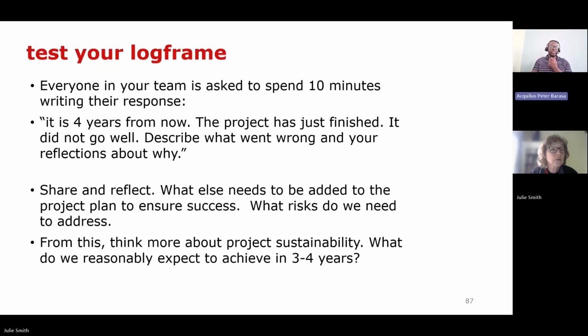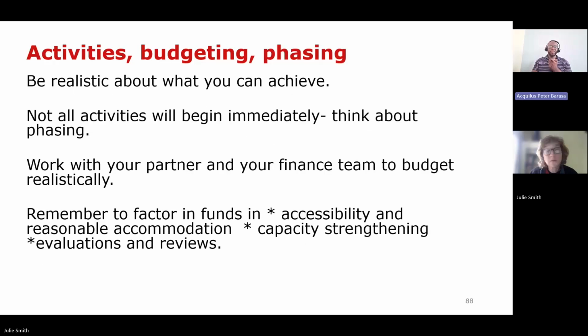So with activities, as I said, be realistic about what you can achieve, and remember to factor in things like budget for accessibility and reasonable accommodation, and any other activities that were identified in the partner capacity assessment about capacity strengthening of a partner that CBM has committed to do. Make sure there's a budget for safeguarding mitigations. Also ensure there's money for evaluation and reviews.